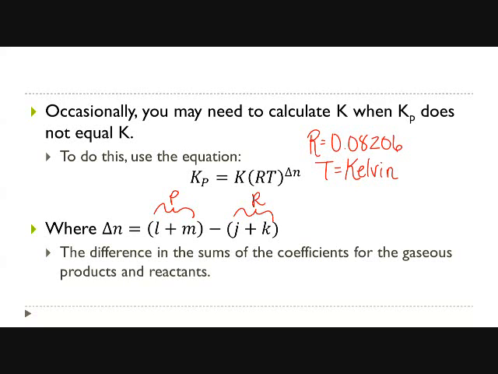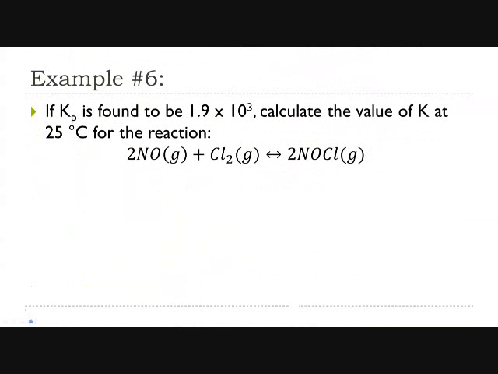So in this situation, maybe you'll have to solve for Kp, maybe you'll have to solve for K, but you'll probably be given a balanced equation that you would be able to use the coefficients to subtract for. Okay. So example 6 is all about it. If Kp is found to be 1.9 times 10 to the 3, calculate the value of K at 25 degrees Celsius for the following reaction.